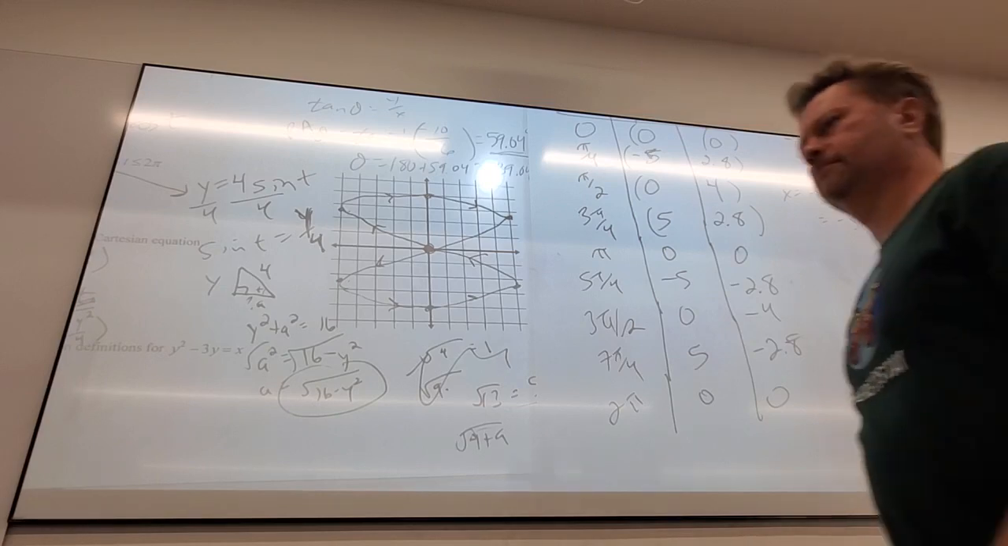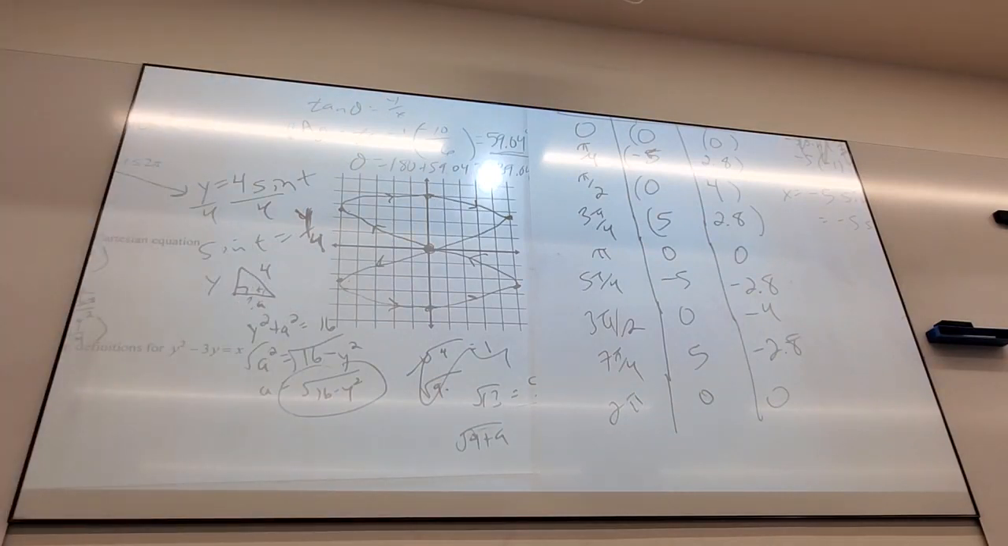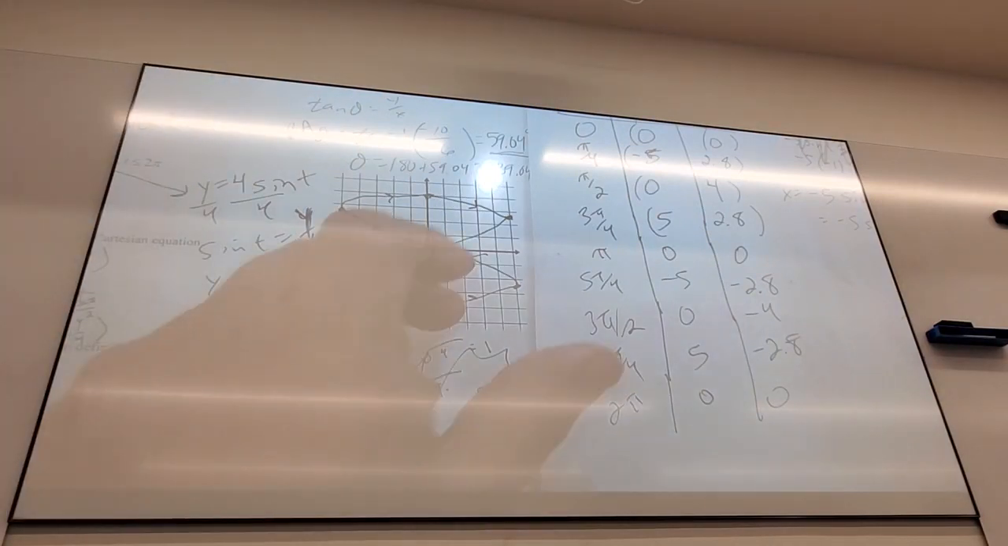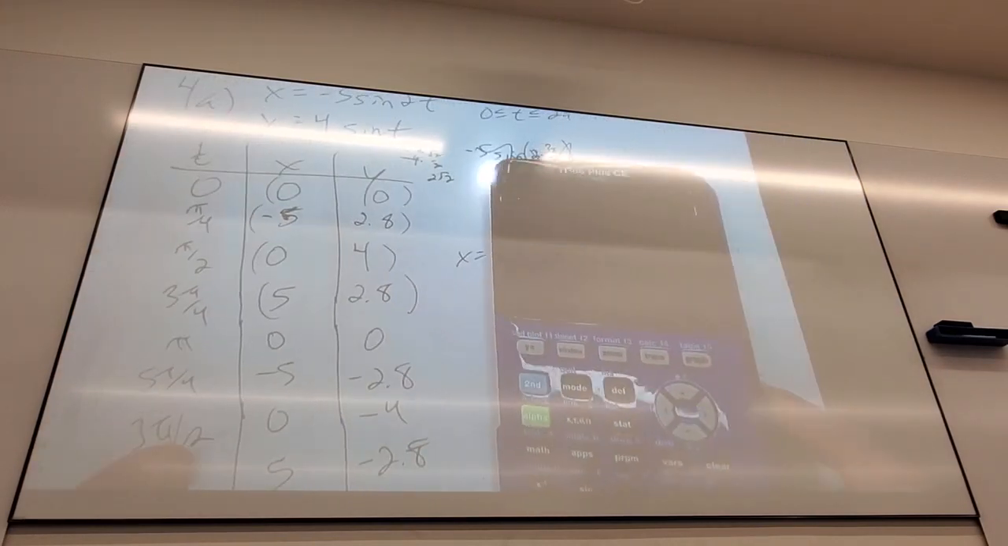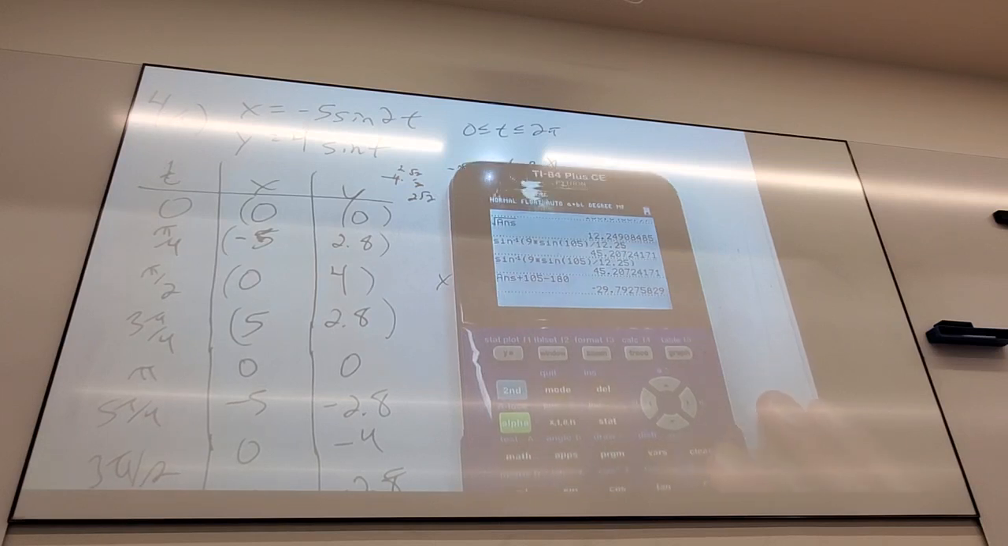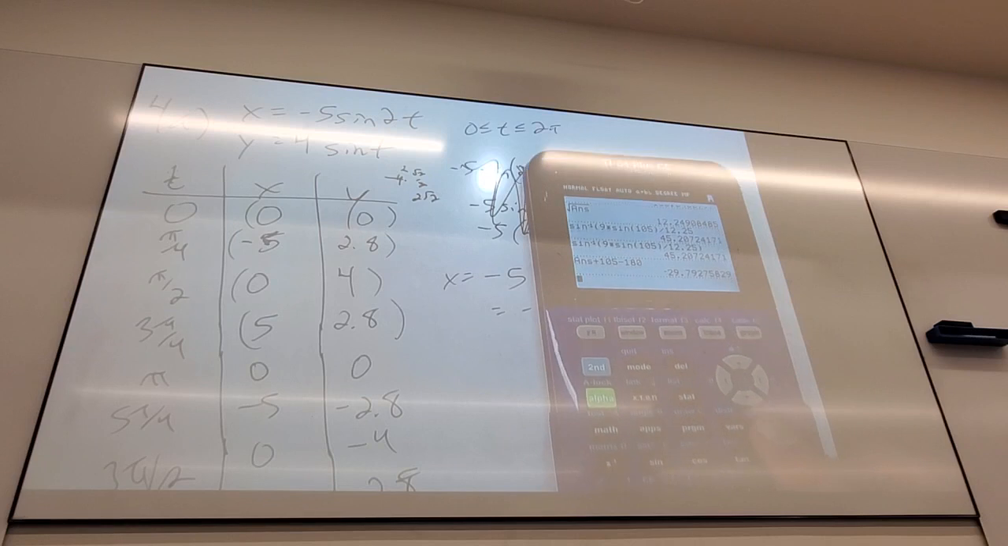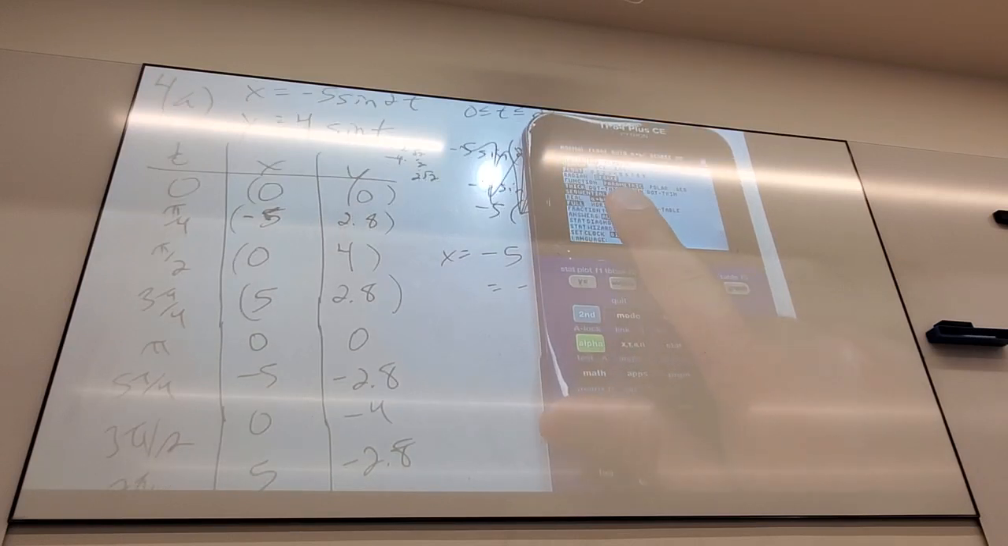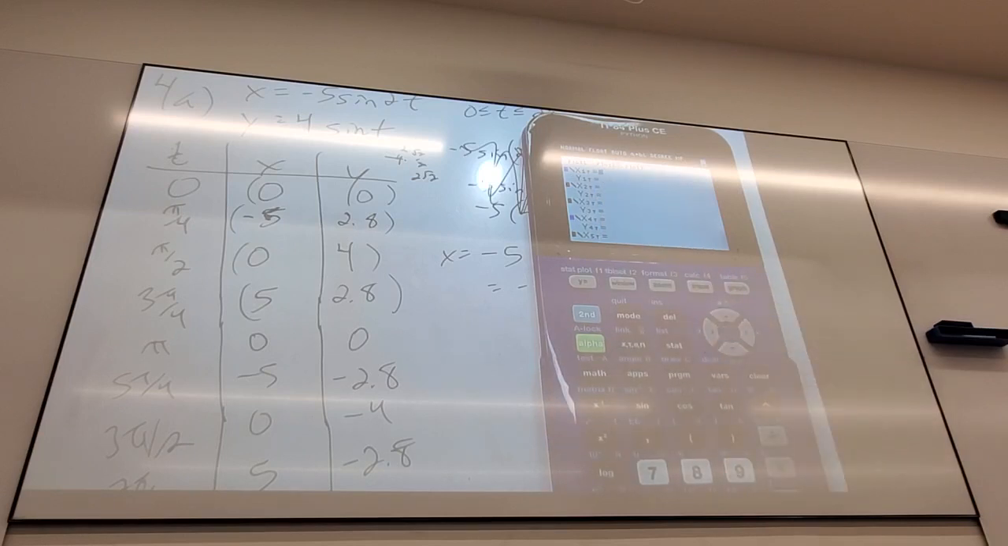In fact, now that we've gone through that, just to remind you guys, do you remember how to put this system of equations in the calculator? Well, I have to make sure I'm in parametric first, so we'll go to mode, parametric. If you need to borrow a calculator, I got some, but if you want to just watch this, okay. Then when I hit y equals, I got my parametric options. So I can put in there negative 5 sine 2t. I can put there 4 sine t.